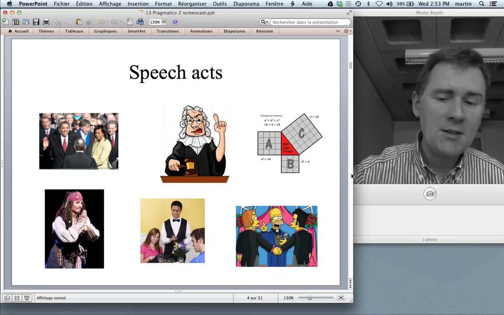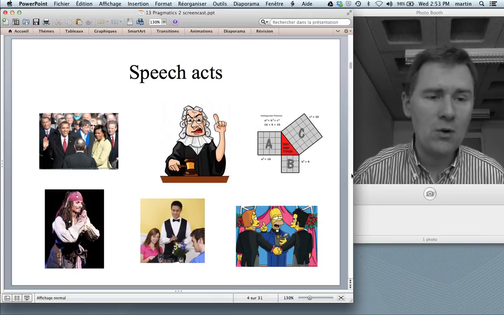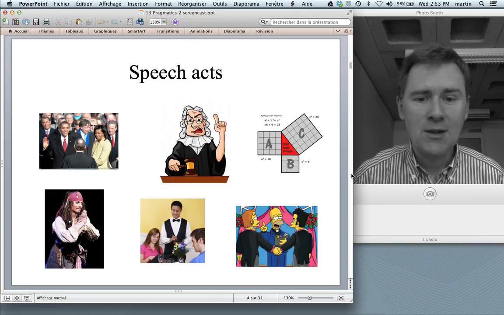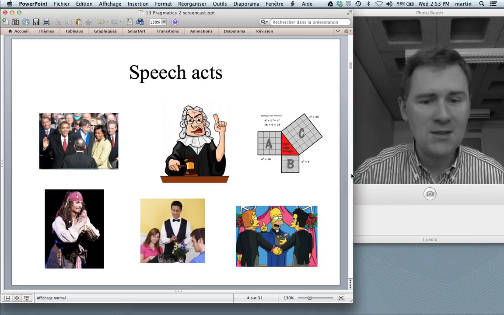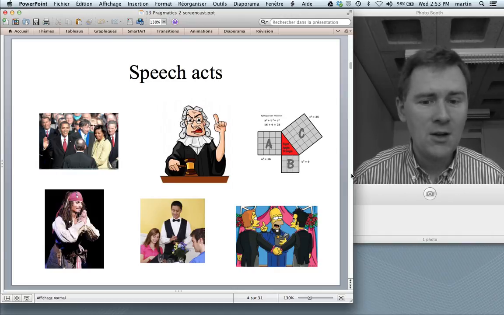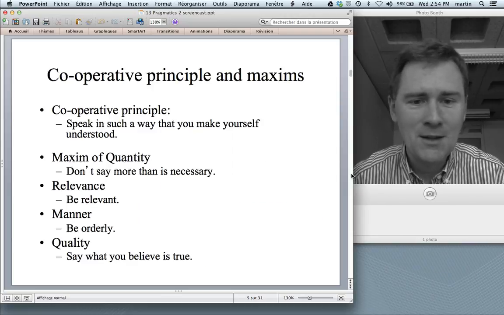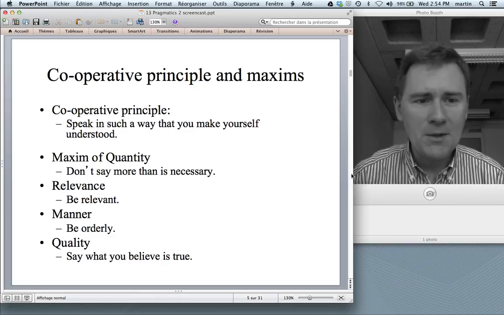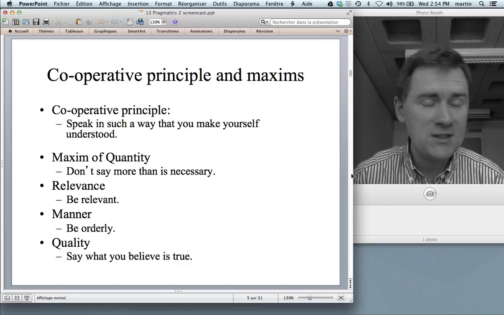And directive speech acts are things like ordering a meal in a restaurant, or asking for directions, or simply, you know, asking somebody for the time, things like that. And then there are declarative speech acts, pronouncing someone husband and husband, or pronouncing somebody the next pope. I can't do that. You can't either. But there are people who can. Good for them.